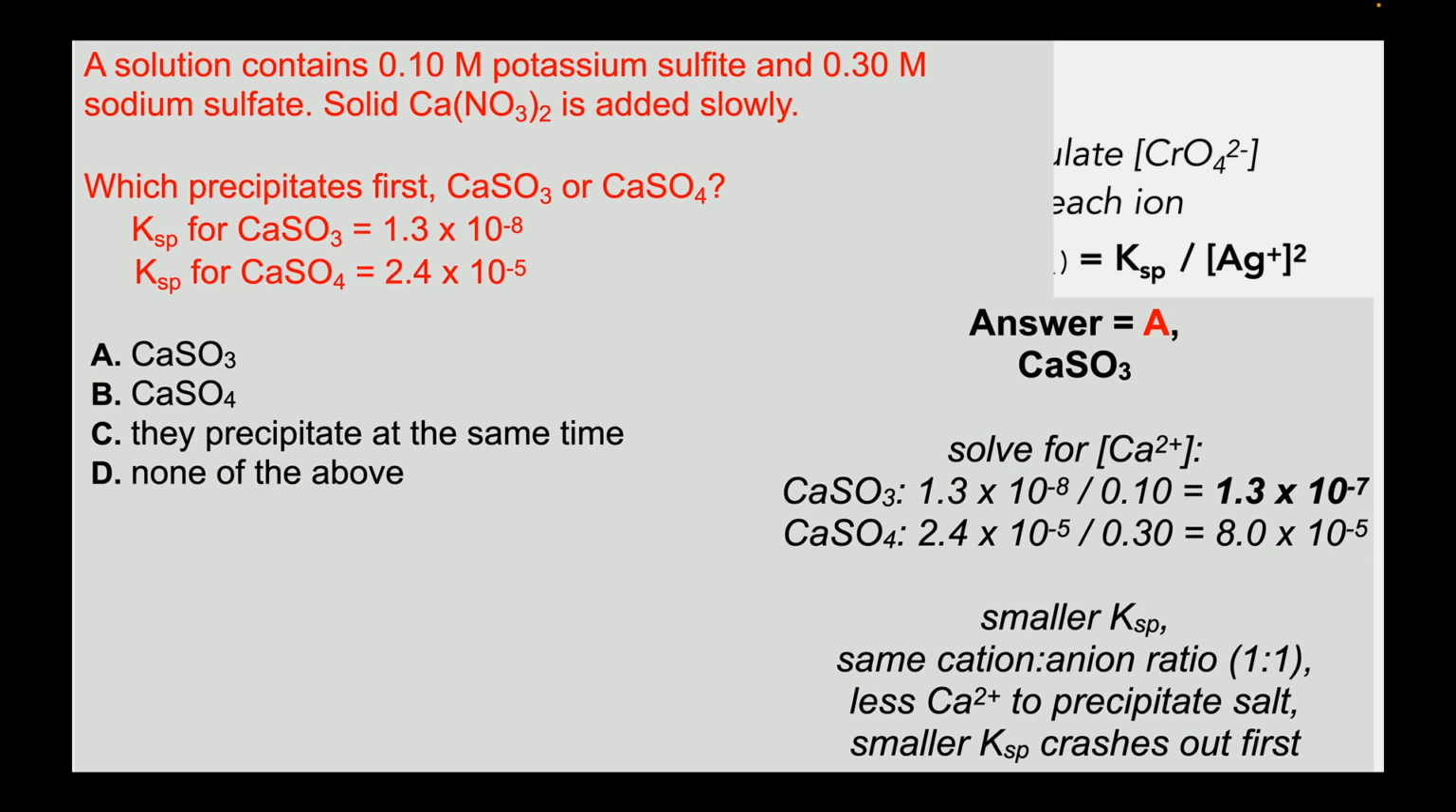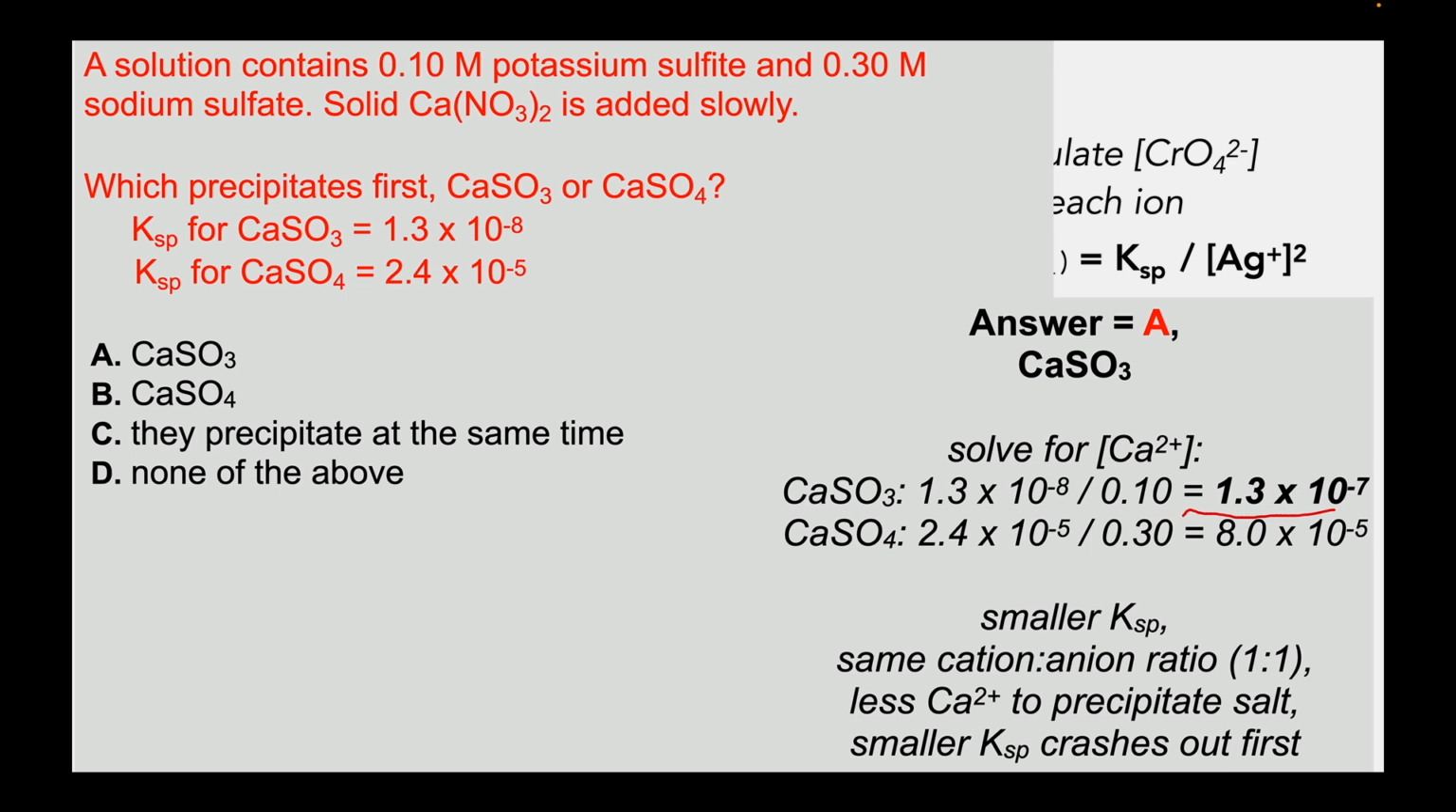So what you want to do in this case is solve for the calcium ion concentration. For both of these, KSP is going to equal the calcium times either sulfite or sulfate, depending on what you have. So if you want to solve for the calcium, which is what I did here in the answer, it's going to be the KSP divided by the ion. So the sulfite here is 0.10. That gives you the concentration of the calcium needed to make calcium sulfite. And then if you do the same thing for the calcium sulfate, the KSP for that divided by 0.30, the concentration of calcium is 8.0 times 10 to the minus 5.